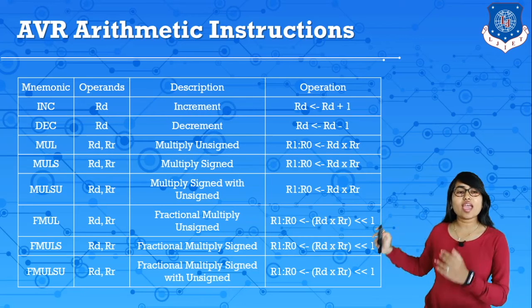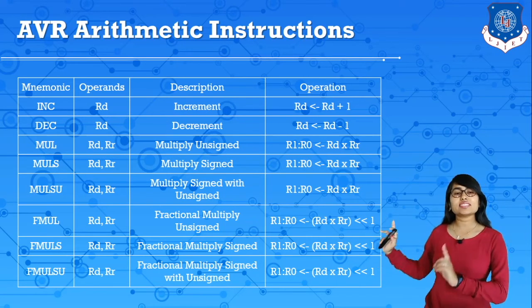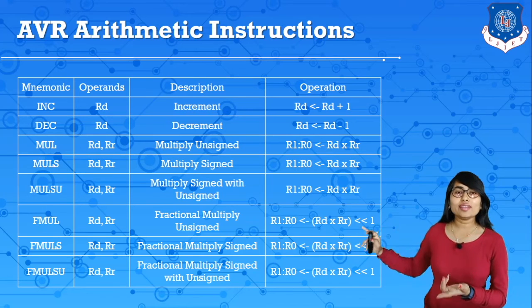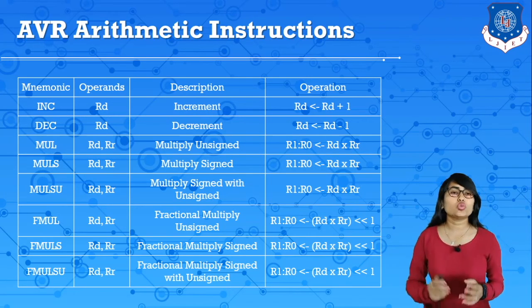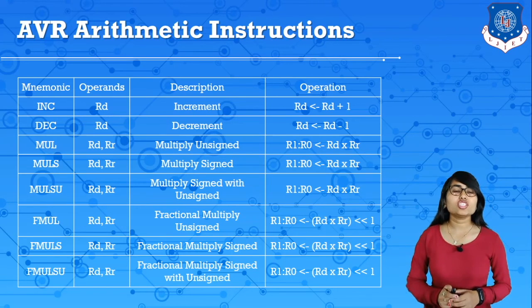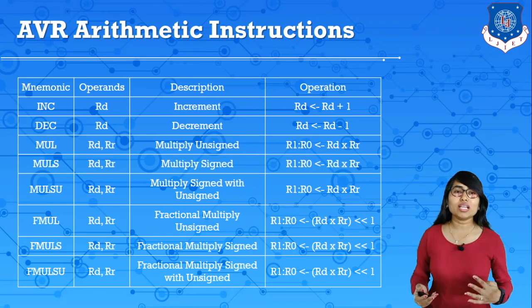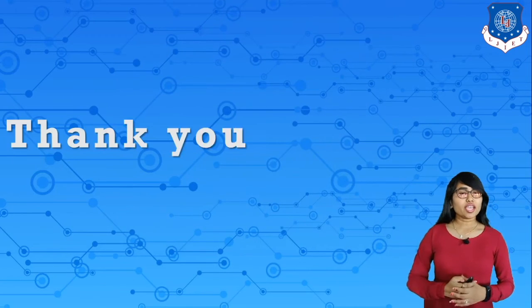Then FMULSU, fractional multiply signed with unsigned. So one number is signed, one number is unsigned, and the results are stored in the R0 and R1 registers. So these are all the arithmetic instructions which perform addition, subtraction and multiplication depending on our requirement. Thank you.